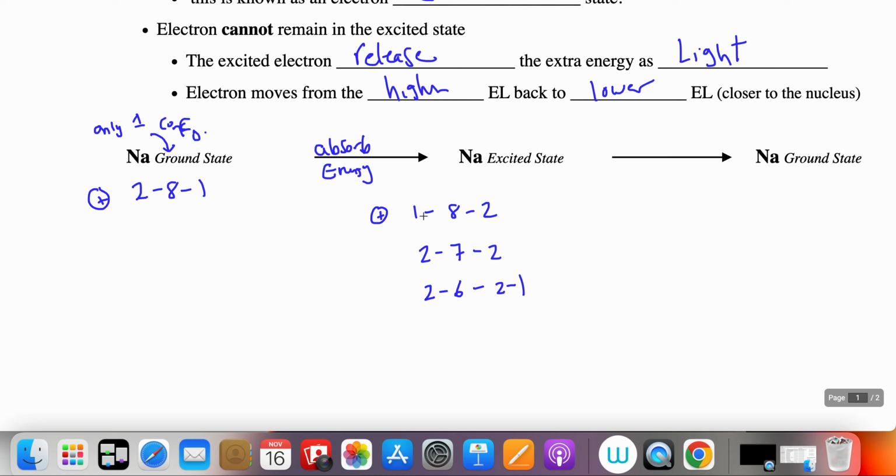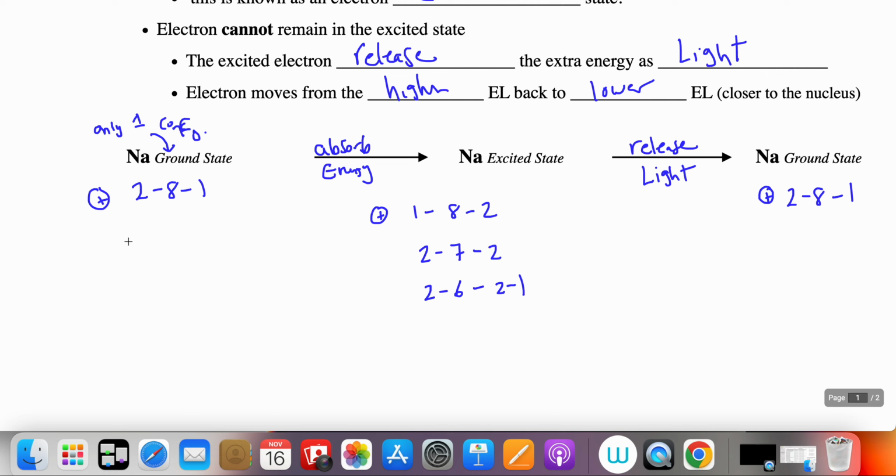And then what happens is that these electrons expend that extra energy, so they release that extra energy. But the cool thing is when they release that energy, they only release it as light. So this is the source of light energy as we know it. And the electrons all go back to their ground state. So they come back to their original configuration of 2-8-1.